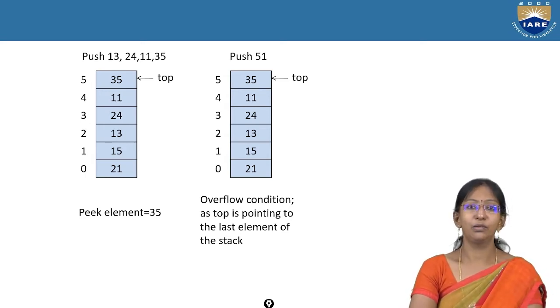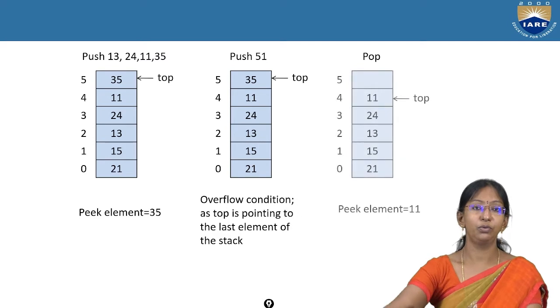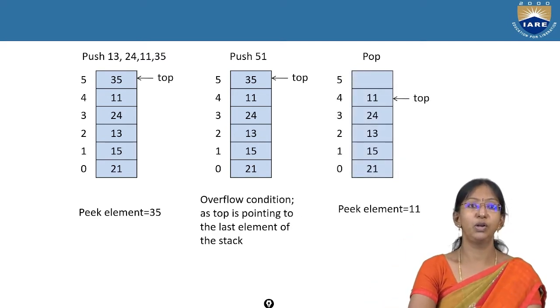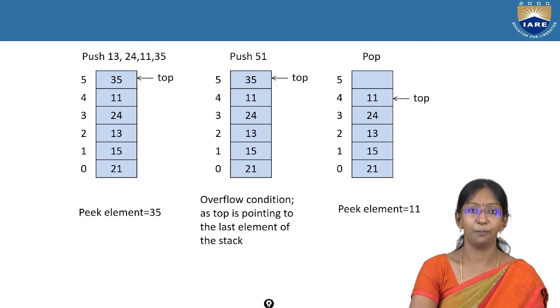So let us look at the other side of the coin, which is the pop operation. So if I pop, 35 will be removed. That is, top is going to point to the element which is just below 35, which is 11, right?